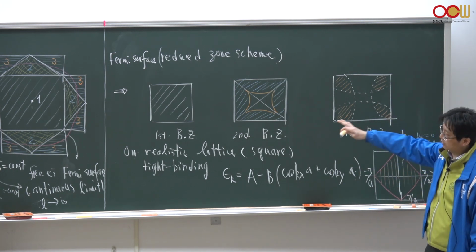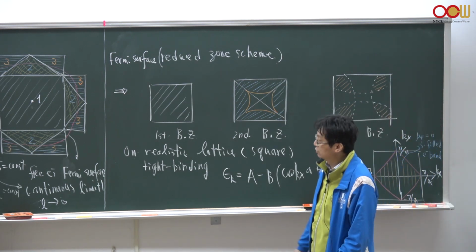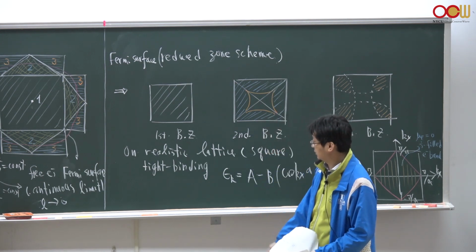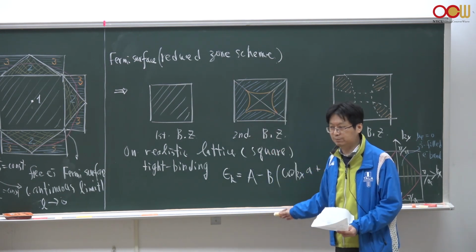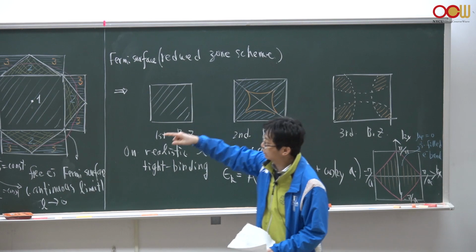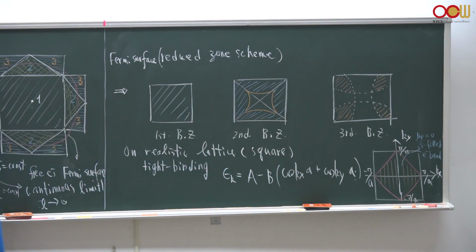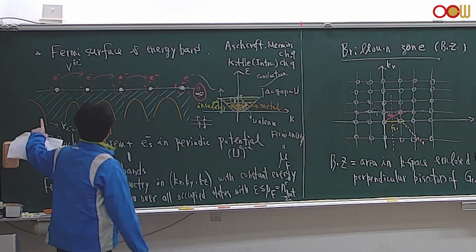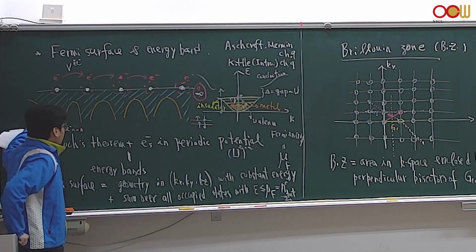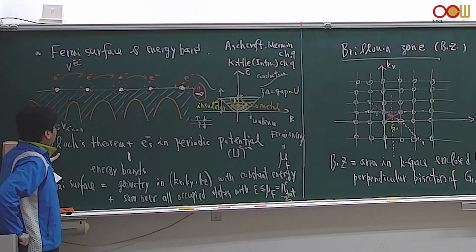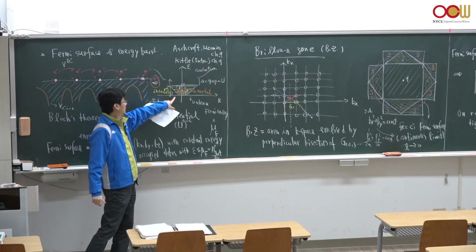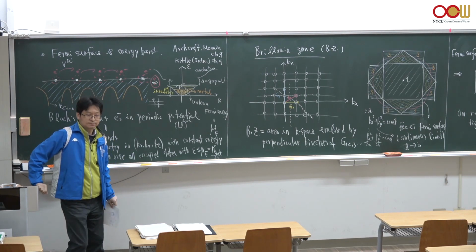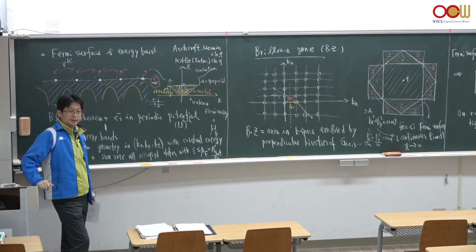But this is something that you need to review and understand better, right? So let's take a short break. When we come back, we will go back to the first cartoon picture here, that the periodic potential plus the Bloch theorem will lead to the energy band and an energy gap.